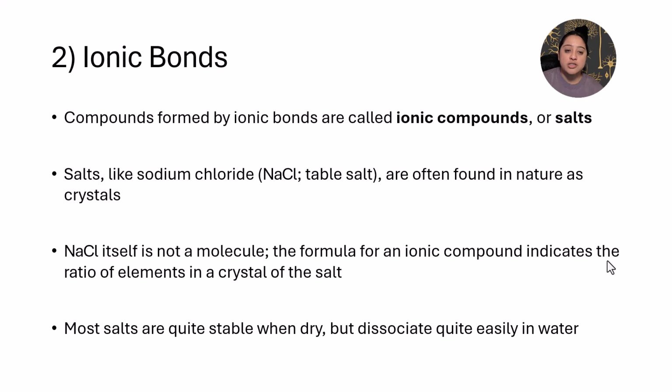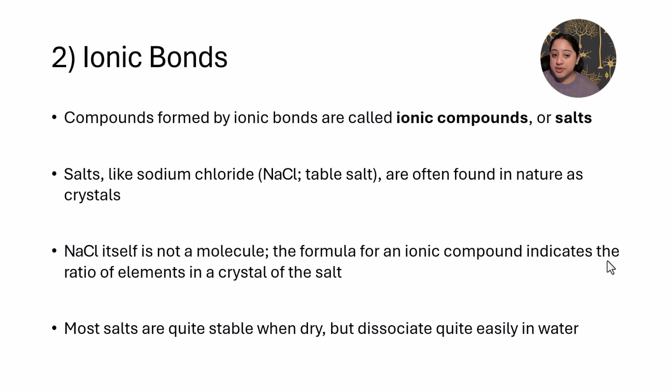So compounds formed by ionic bonds are called ionic compounds or salts. Sodium chloride is a salt. It's the most common salt we know of, but there are other ones too. They are just compounds formed by ionic bonds, and that makes those other things salts too.